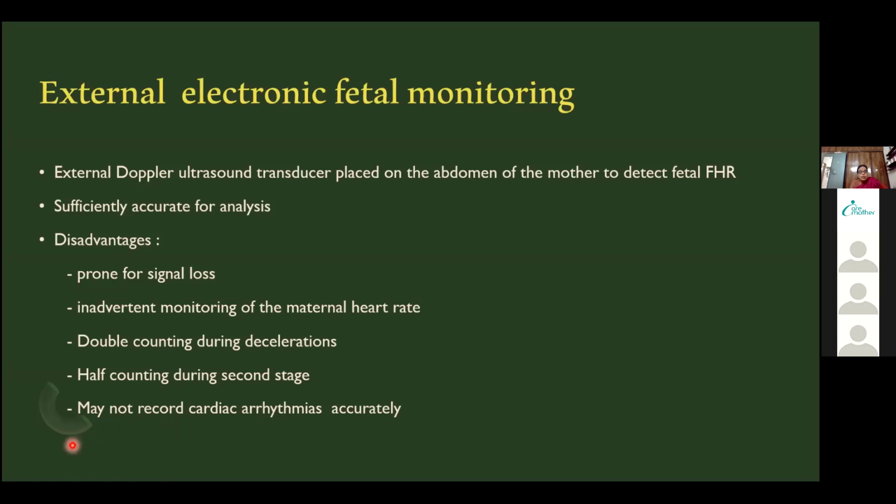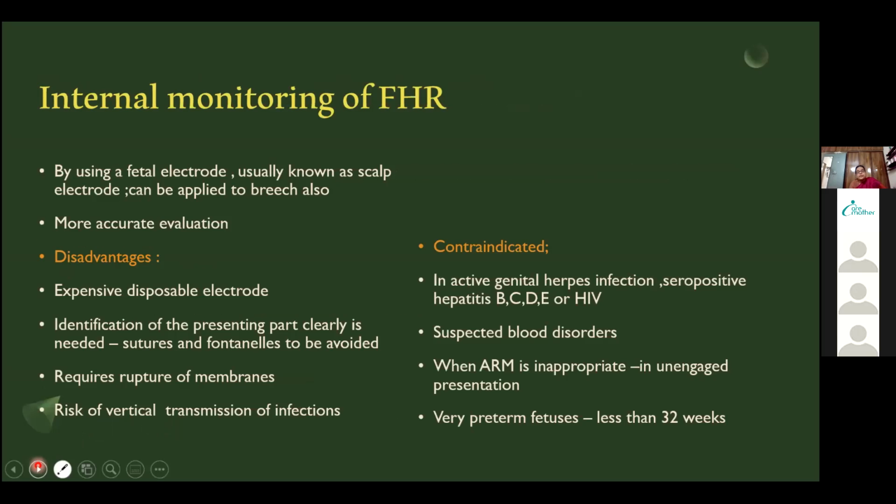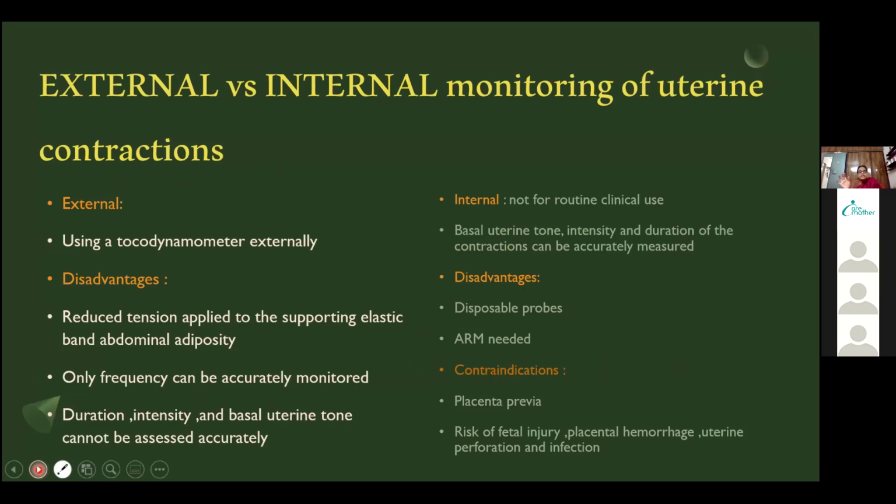An external fetal monitor may not record the cardiac arrhythmias of the baby accurately. Internal monitoring is more advantageous, but it cannot be used routinely, mainly because it needs an expensive disposable electrode, which in a country like India may not be possible. The presenting part has to be clearly identified, the sutures and fontanelles have to be avoided when placing the probe, and it requires rupture of membranes, which means you are committing to delivery, and there is a risk of vertical transmission of infections. So most of us don't do internal monitoring; only a few selected centers do. This part we will skip.